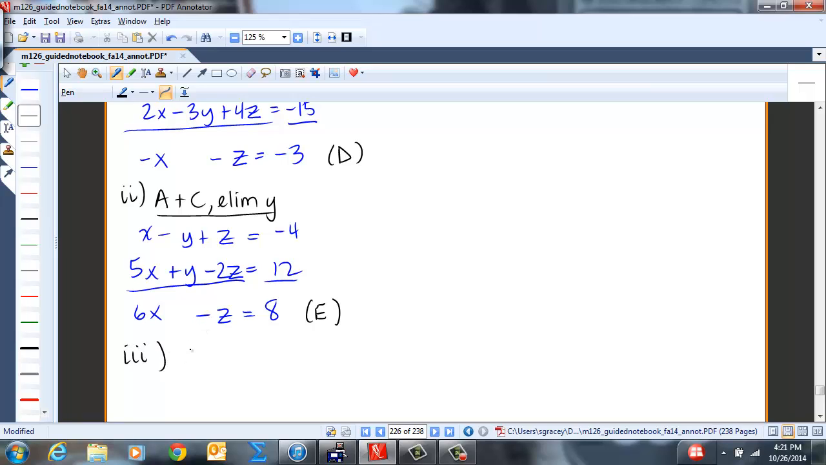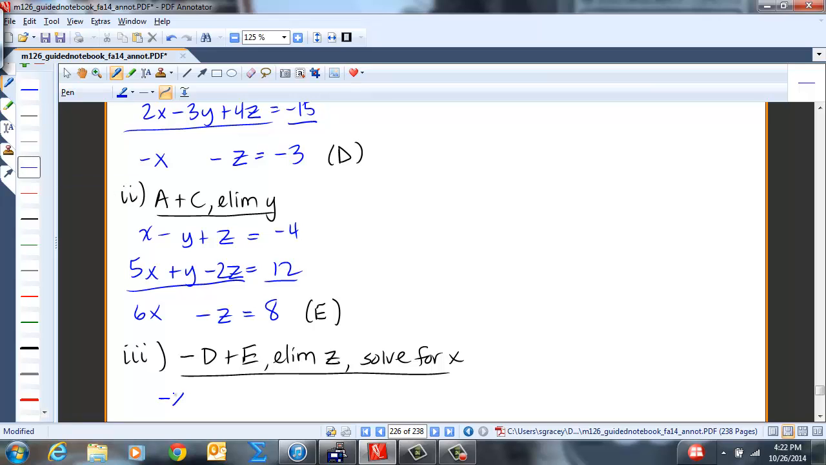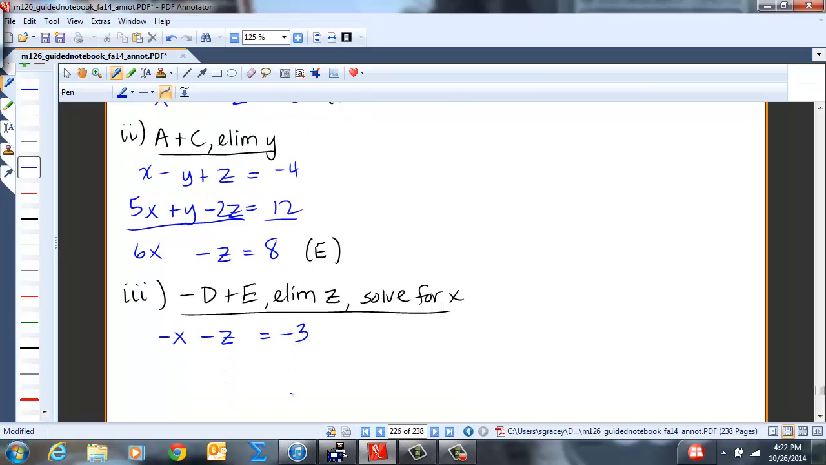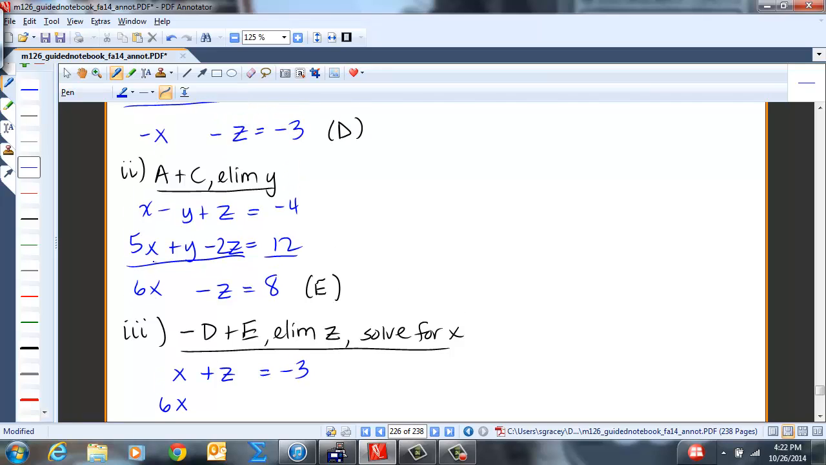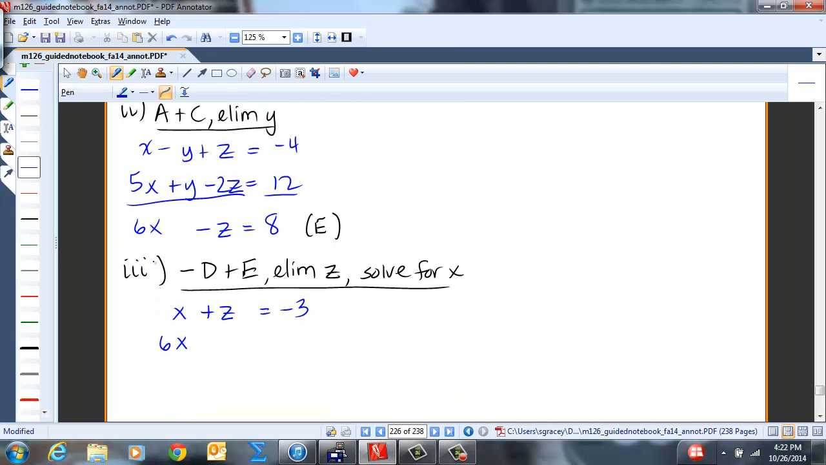So negative D plus E, and we're going to eliminate z, and we're going to be able to solve for x. Yay! Organization is truly the key in these. Oh, and I'm sorry, when we multiply, these will turn positive because D was all negative, so it's going to turn all positive.